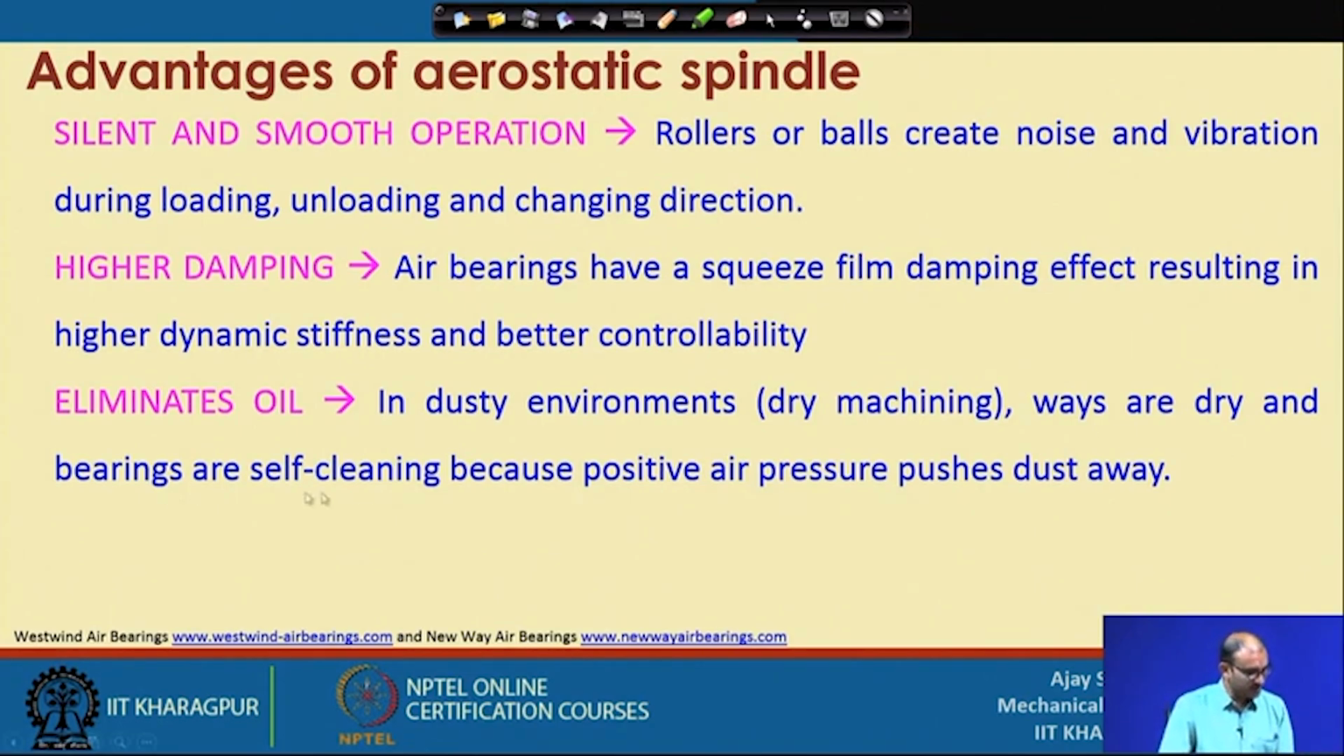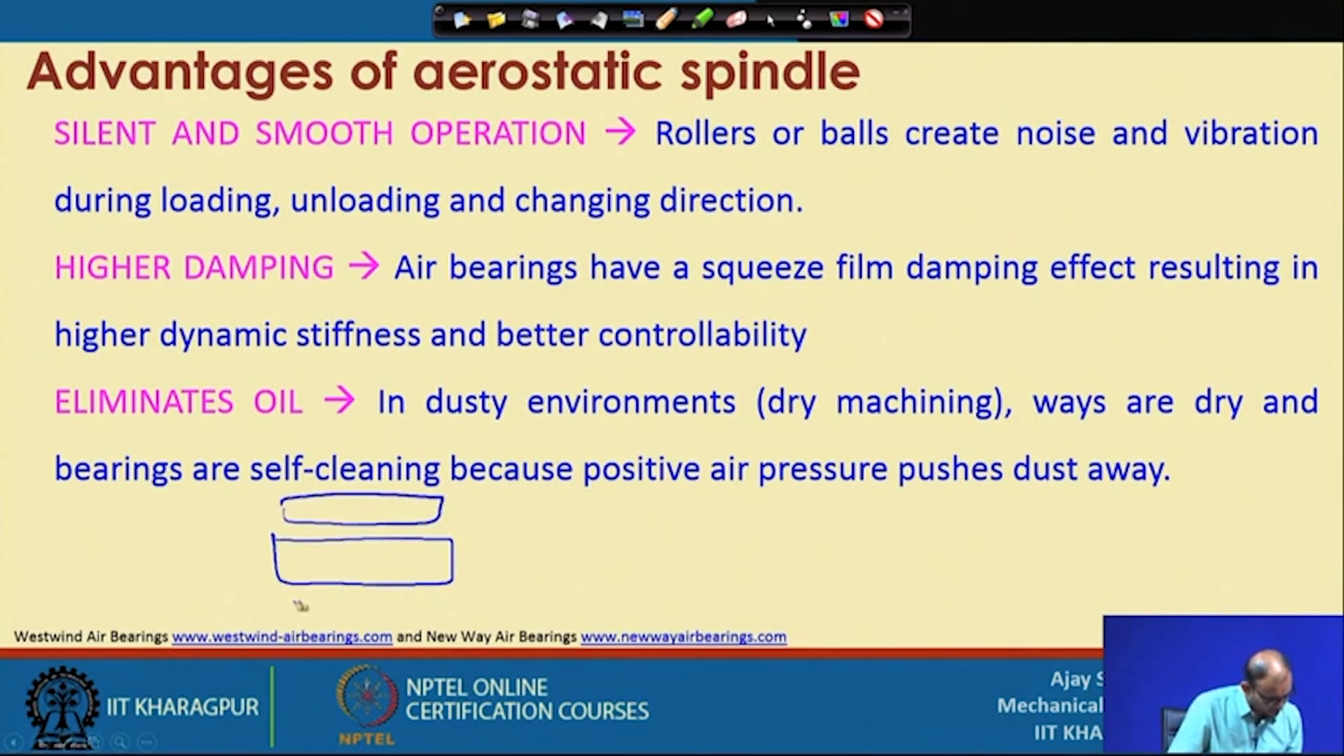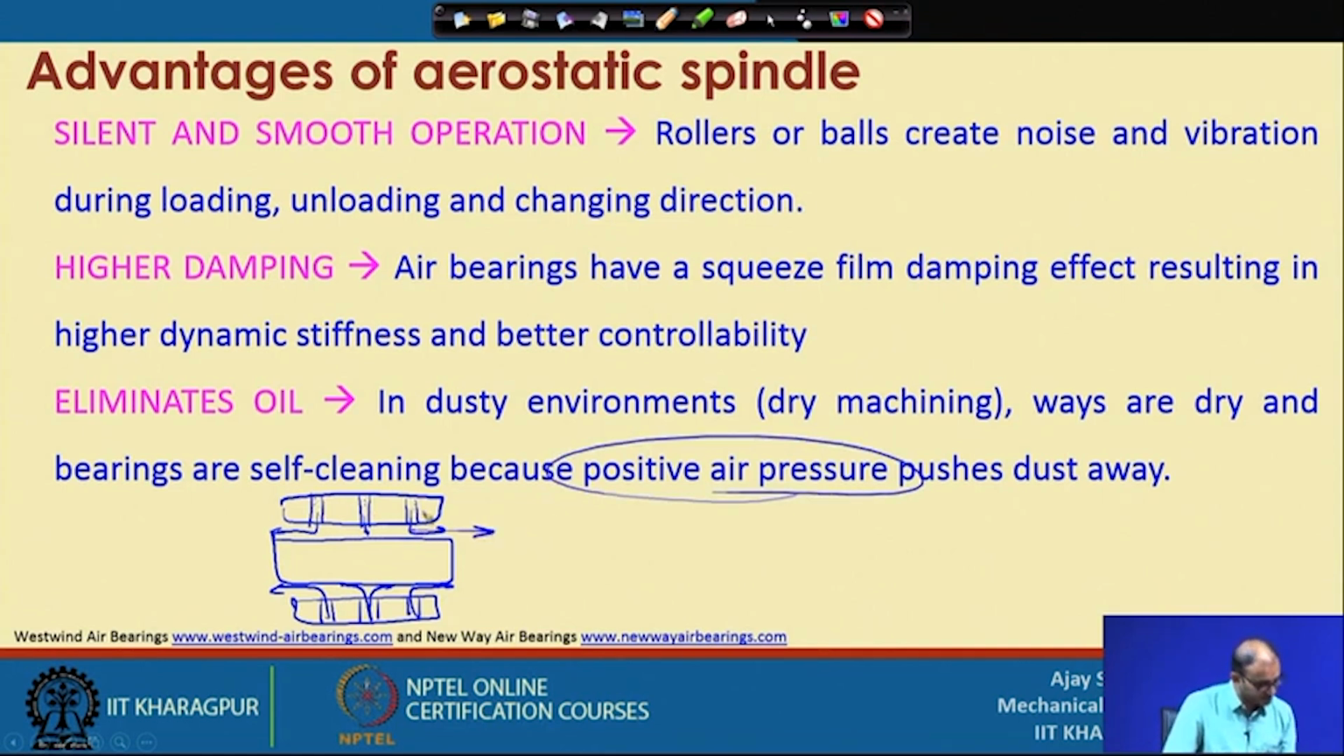Ways are dry and bearings are self cleaning because of the positive air pressure which pushes dust away. If you remember that earlier animation that we have, where we have seen this is the shaft, correct, and these are the bushings through which we are passing the air, correct. So, this air was coming like this and then it is moving to the atmosphere, right. So, what is the advantage? If by chance there is some dust available, because this is a positive air pressure, they are expelling everything away. It is not sucking inside, correct.